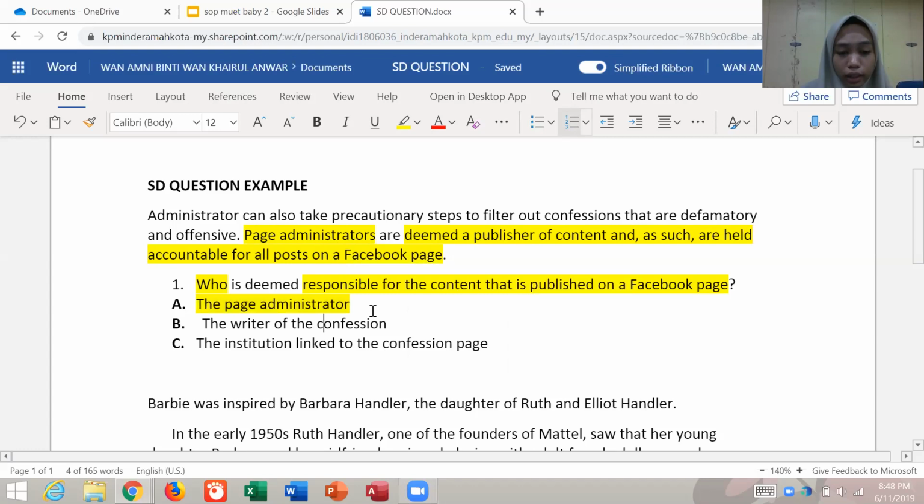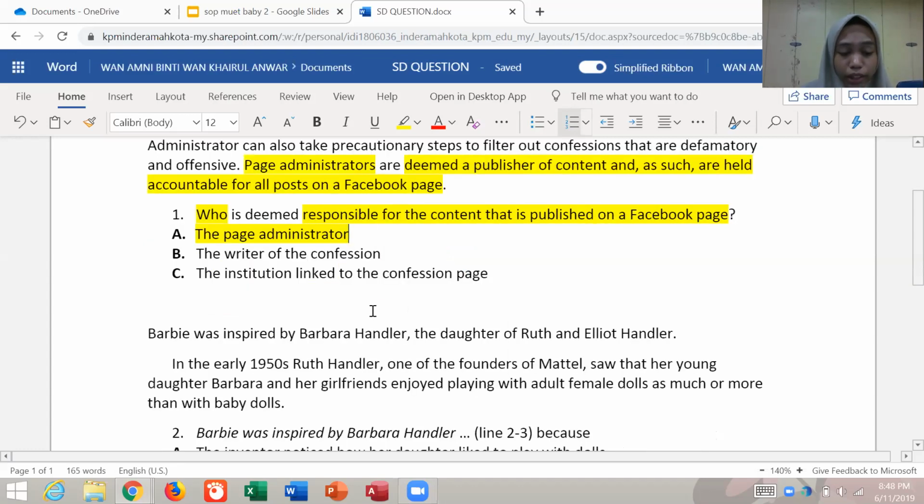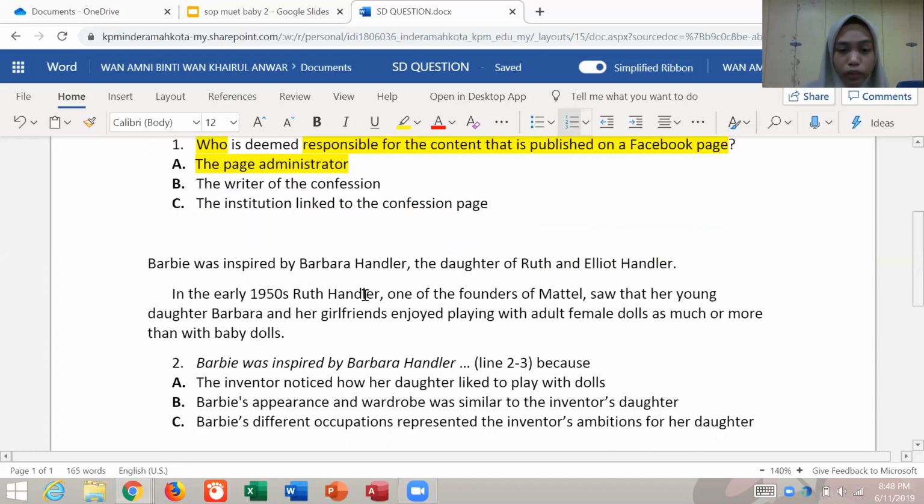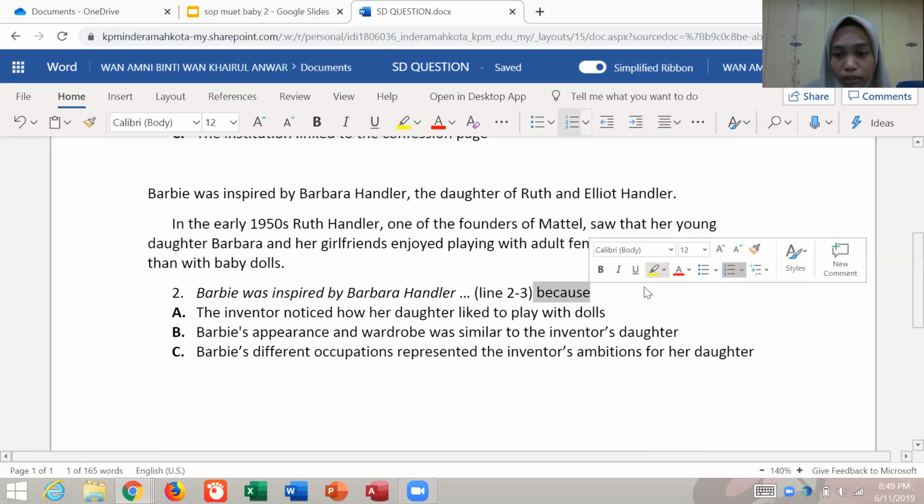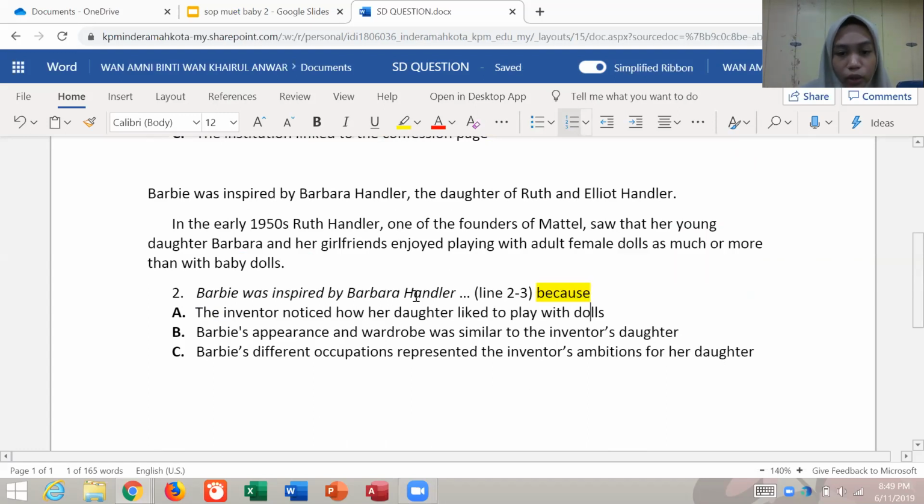I will demonstrate another question to make you guys understand more. So the next question is, Barbie was inspired by Barbara Handler, line 2 to 3, because. So as I said, like step 2, which is identify the words, which is "because". So we can see clearly that there is the word "because". So we highlight it. And then we highlight the line number to easily identify it in the passage.